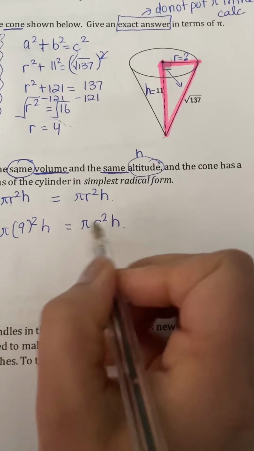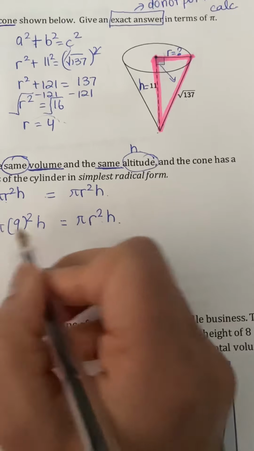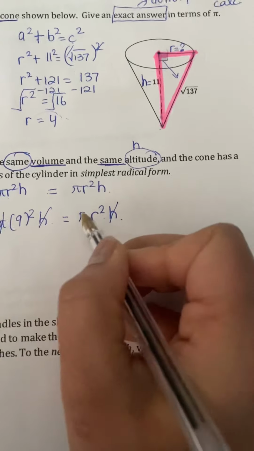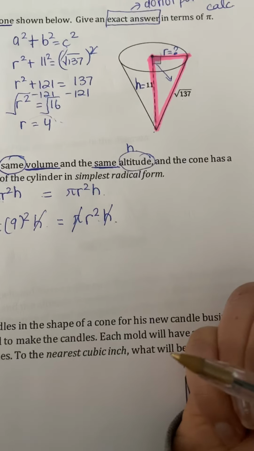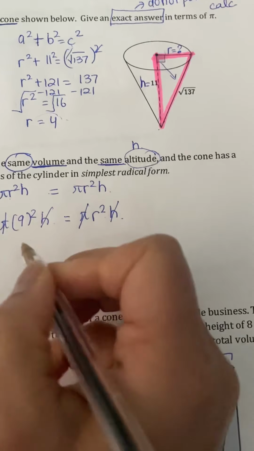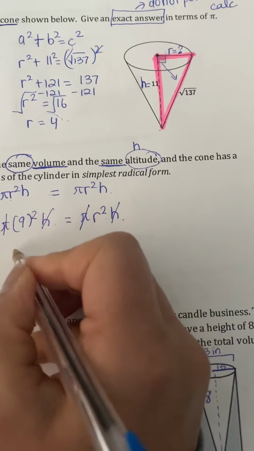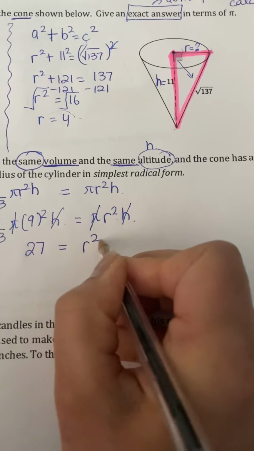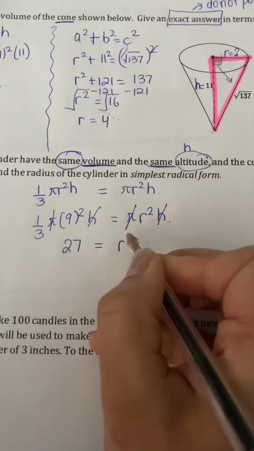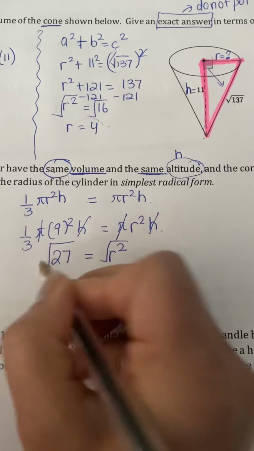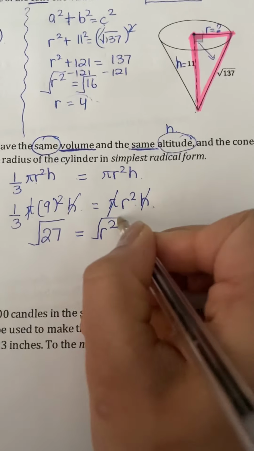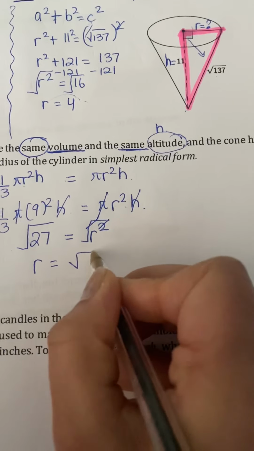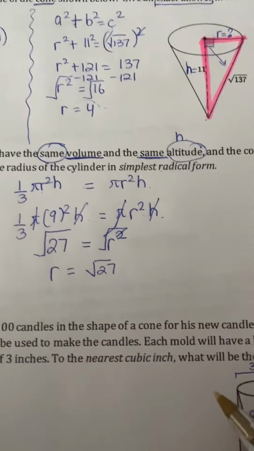What happens is when you have the same variables on either side, it's all multiplication. So these will cancel out. Right? The pi's cancel out, the h's cancel out, and what are you left with? 9 squared is 81. 81 divided by 3 is 27 equals r squared. Okay. If you did take the square root of 27, you do get a decimal. Right? That's how you simplify. So we don't want decimals. We want them to be in simplest radical form.